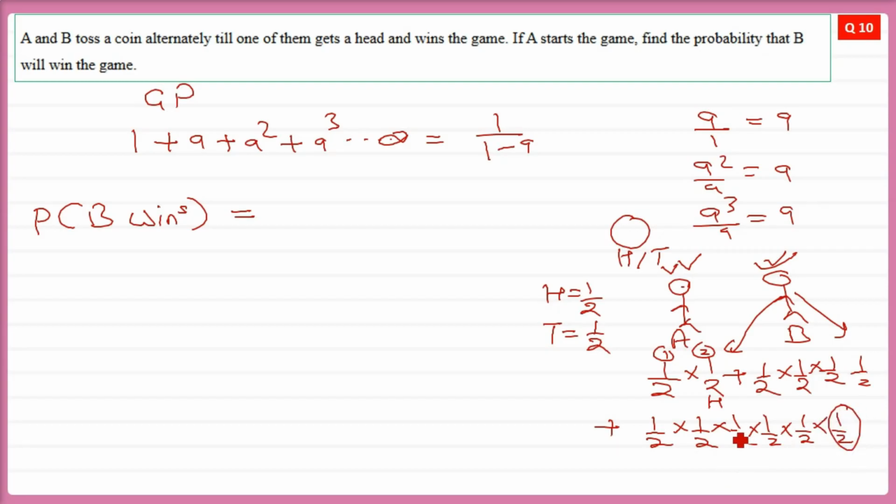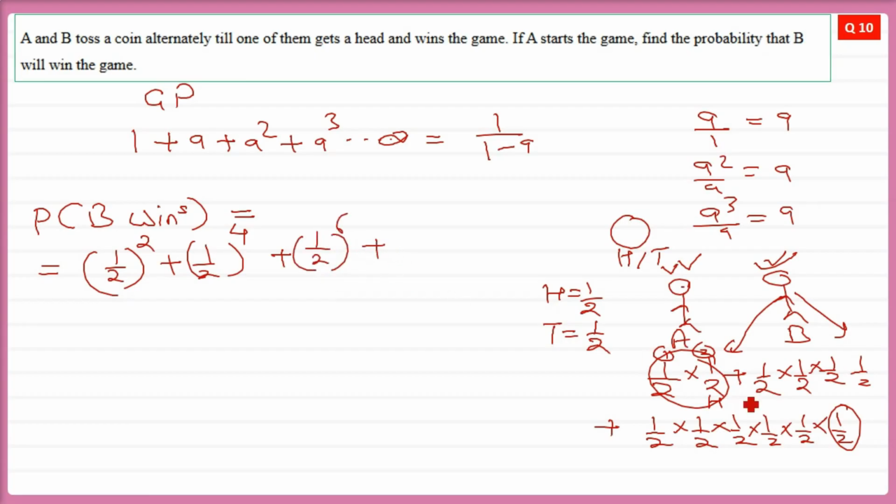But in order to get other questions where it can be different, this half is all about heads and tails. So the first one is half into half, that can be written as half square. The second one is half into half into half into half, that is 1 by 2 raised to the power 4. Then 1 by 2 raised to the power 6, 1 by 2 raised to 8, like that. Power 10, power 12, like this it will go on and on.